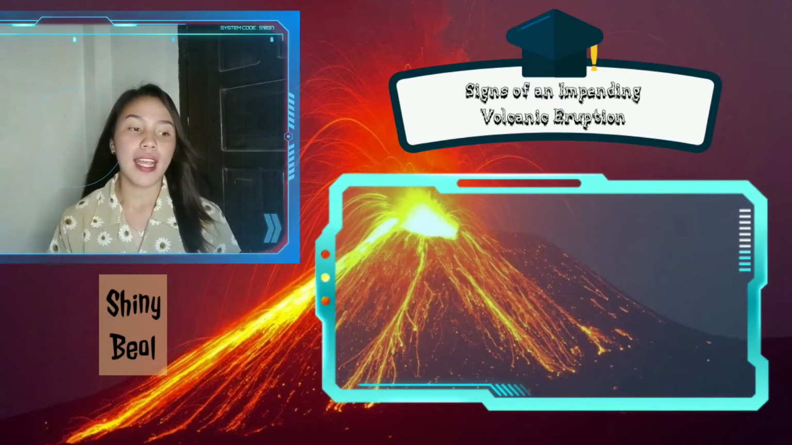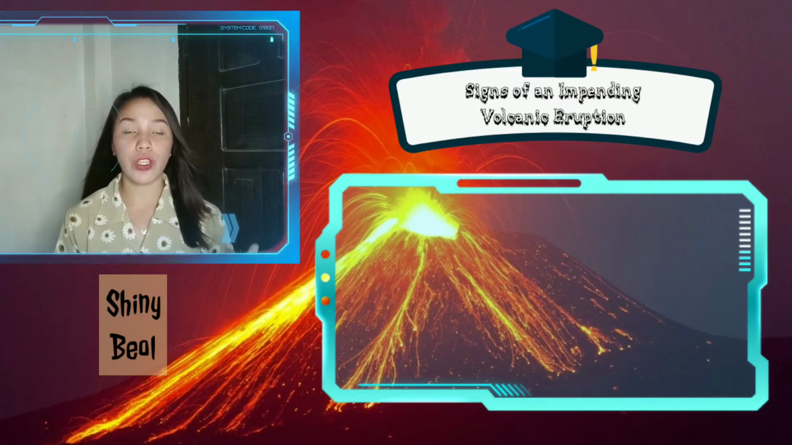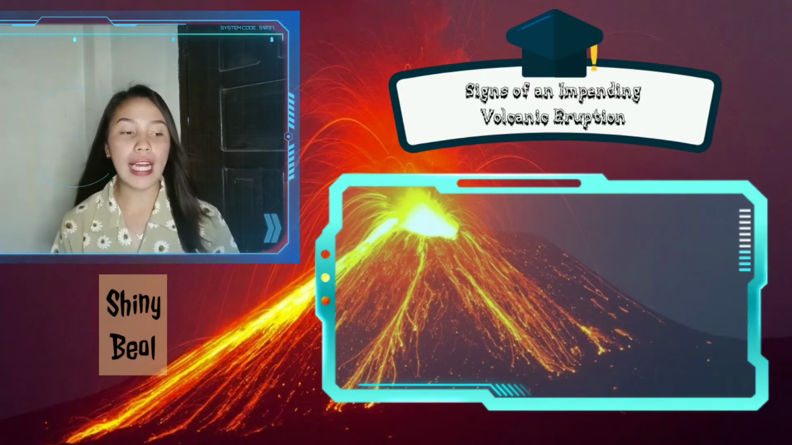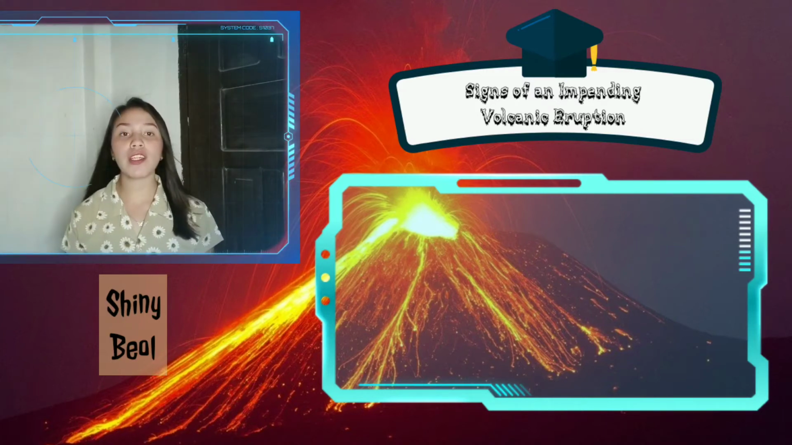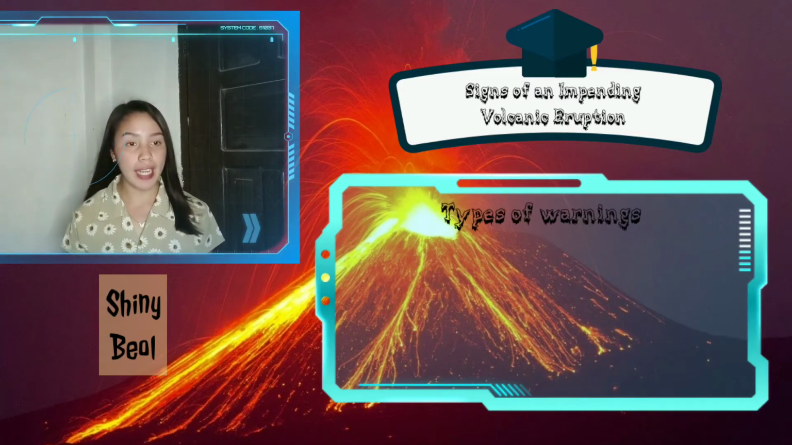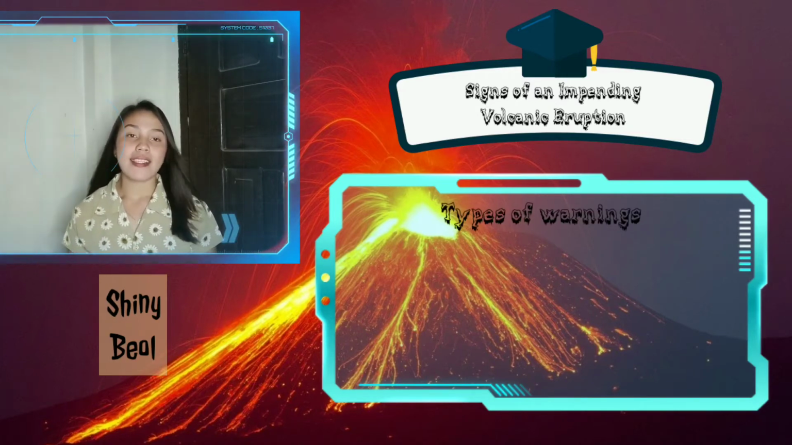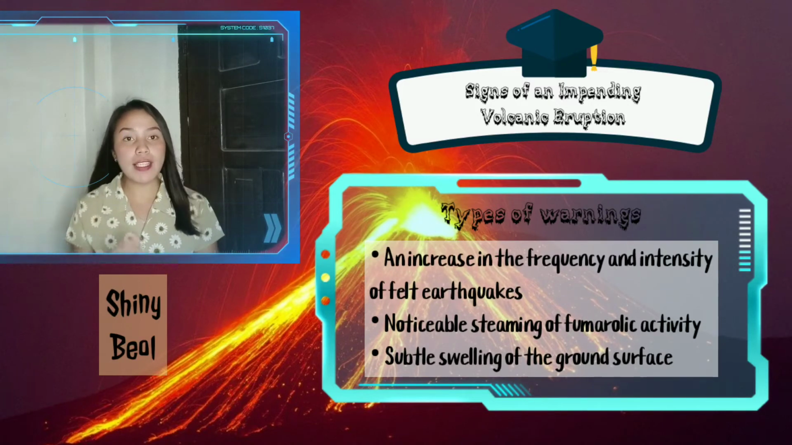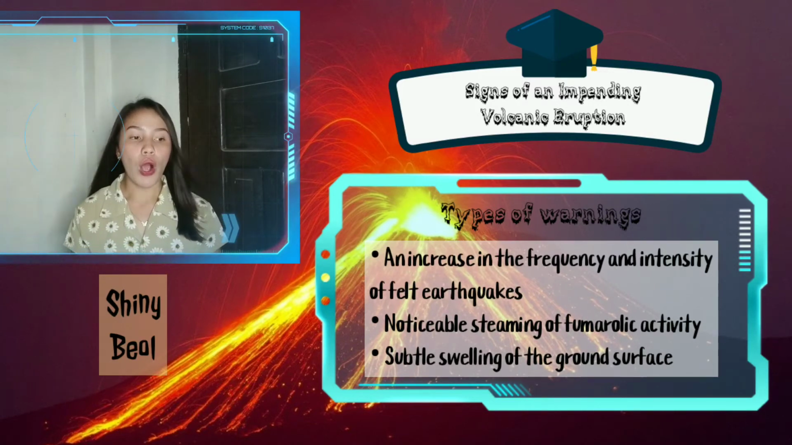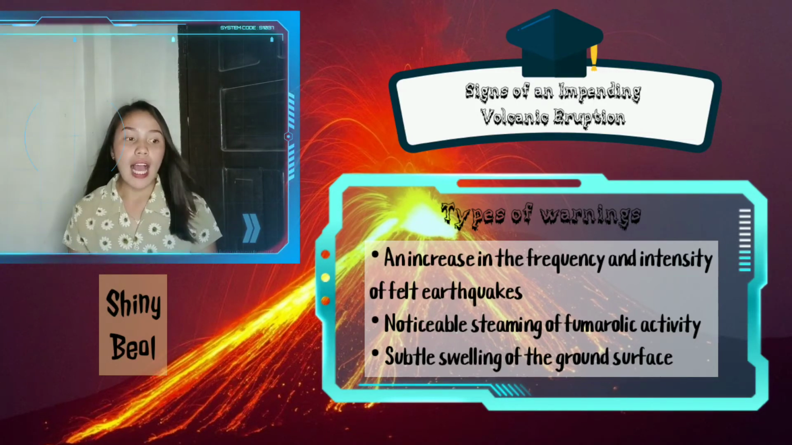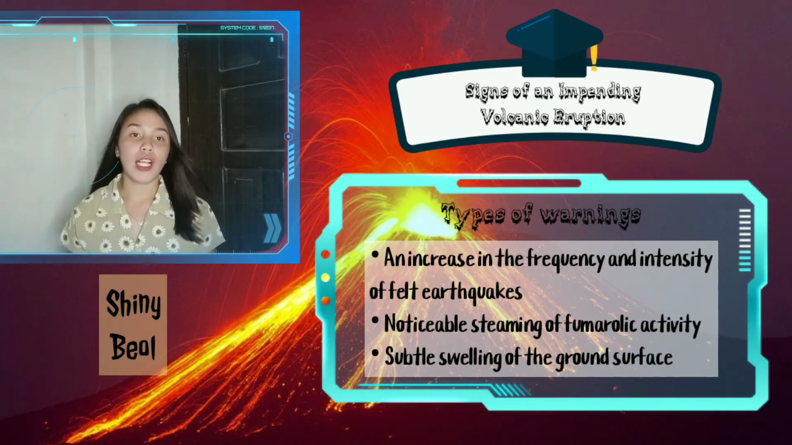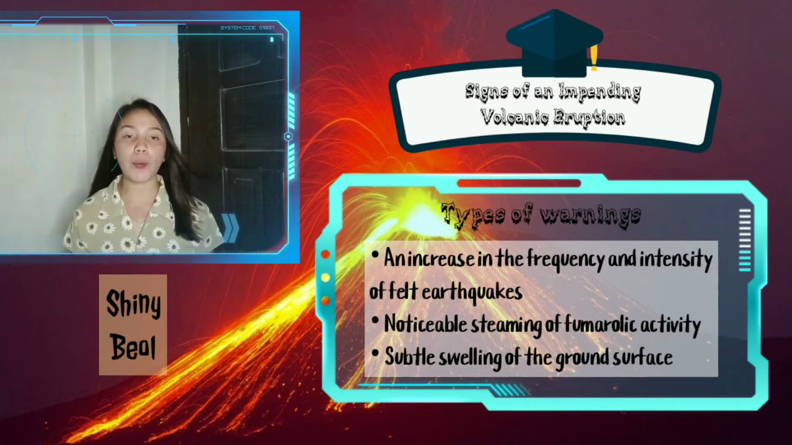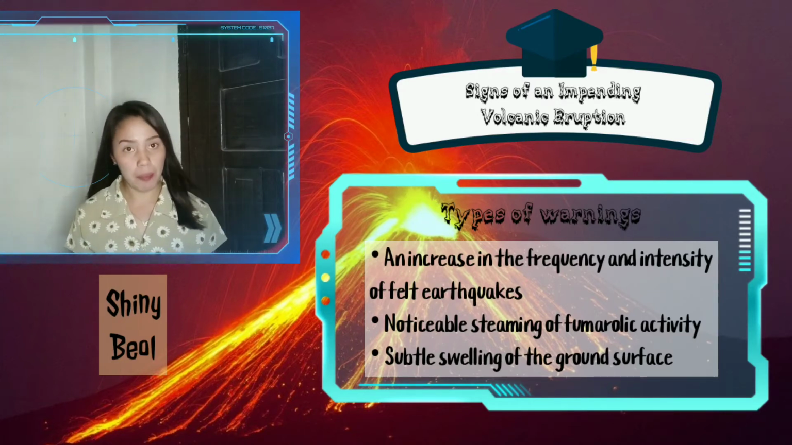When we say impending, it means occurring or likely to occur soon. So ngayon, i-discuss ko ang mga signs or warning before magkaroon ng volcanic eruption. Most volcanoes provide various types of warnings before eruption begin, such as, first, an increase in the frequency and intensity of felt earthquakes. So, ang naramdaman nating paglindol ay isa rin sa mga sign na magkakaroon o maaaring magkaroon ng volcanic eruption. Dulot kasi ito ng pagka-increase ng movement ng magma.